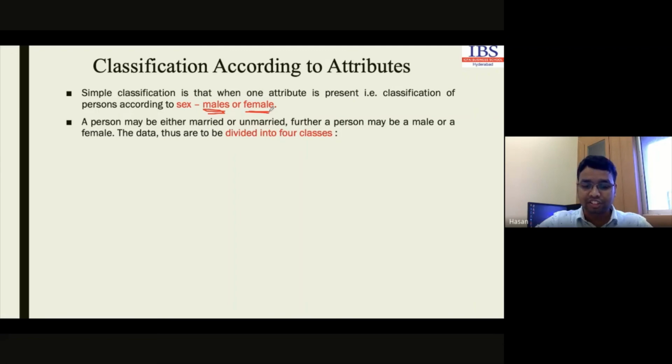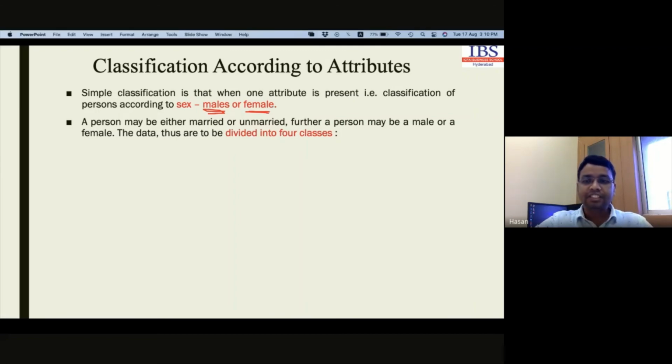sir. In this way, we are 310. classifying. Okay. Yes. 310, sir.